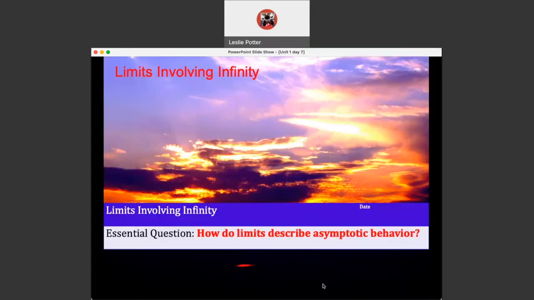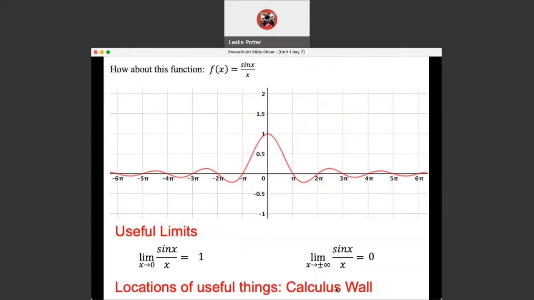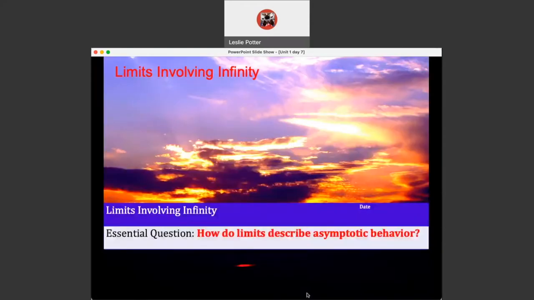Okay, so actually, let's go back to that. I have a calculus wall, and these two are on that, and I will add things to that calculus wall all year long. Okay, so limits involving infinity.